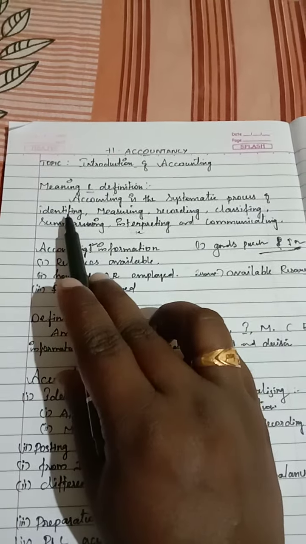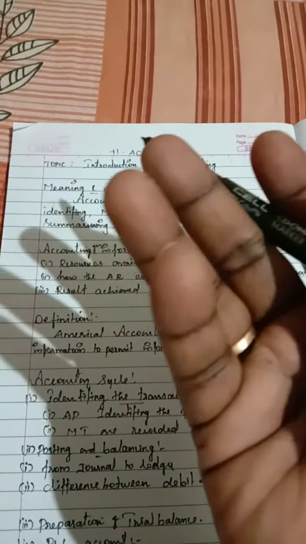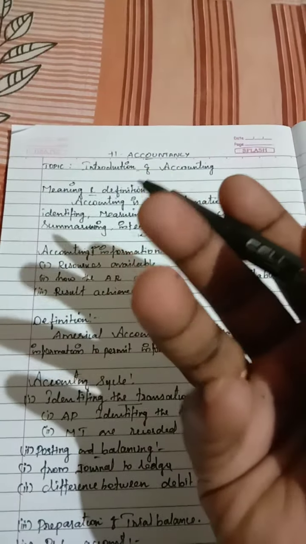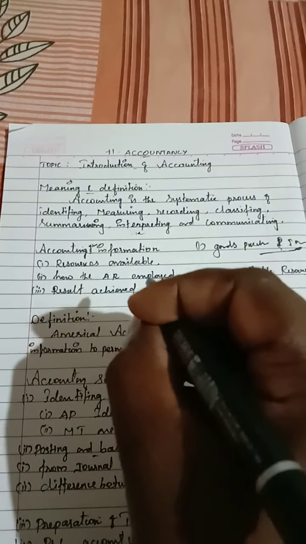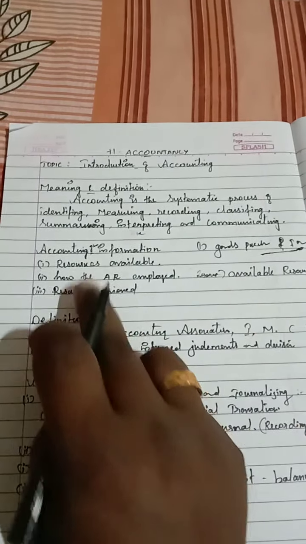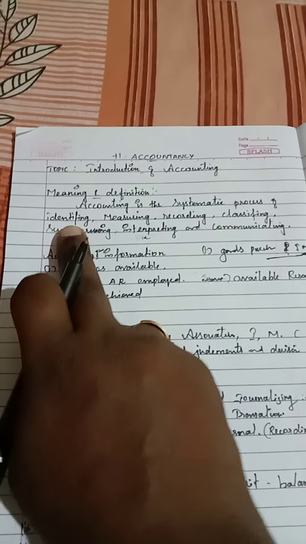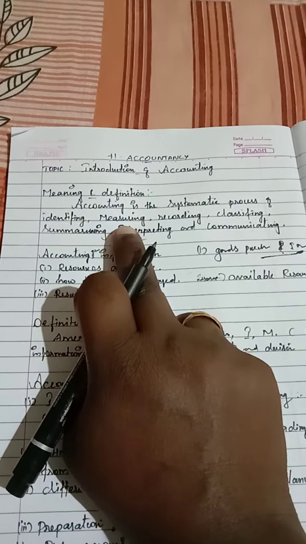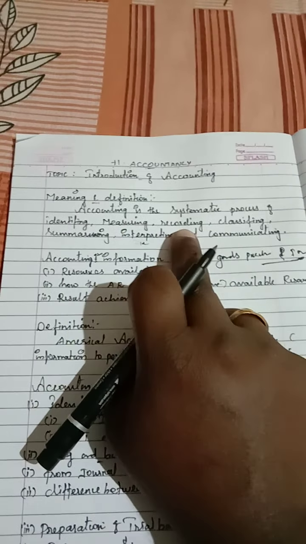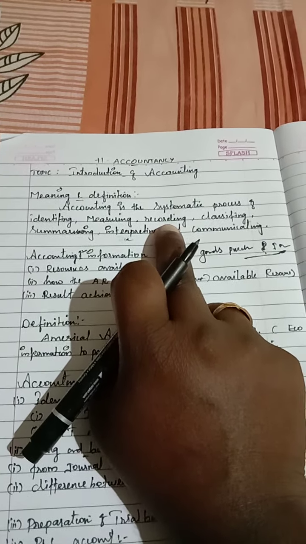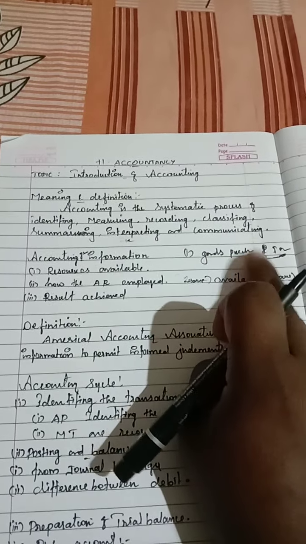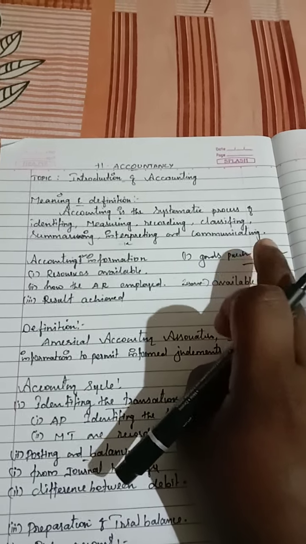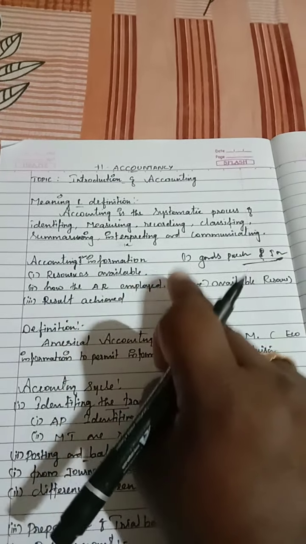Did you understand the first one? Identifying means goods purchased, goods sold, or some equipment purchased from the shop. Anything going on in the business is a transaction to identify. Second, how the transaction is measured by the accountant. Third, how it is recorded in the books of accounts. For example, goods purchased for rupees 5,000 is a transaction, and it has to be recorded in the books of accounts.